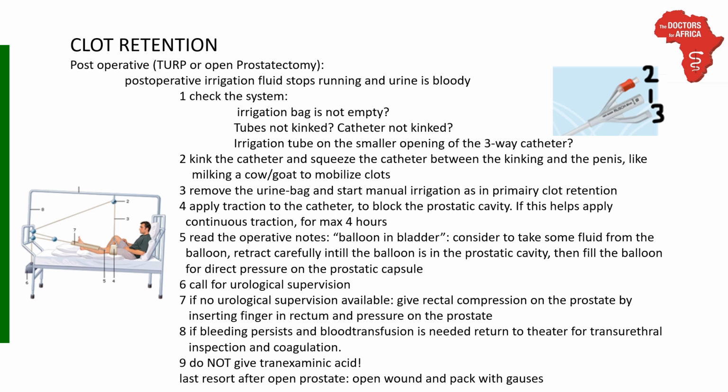Apply traction to the catheter to block the prostatic cavity. If this helps, you can apply continuous traction for a maximum of 4 hours, then release it and you can restart the traction after about half an hour. This is to prevent necrosis of the bladder neck.